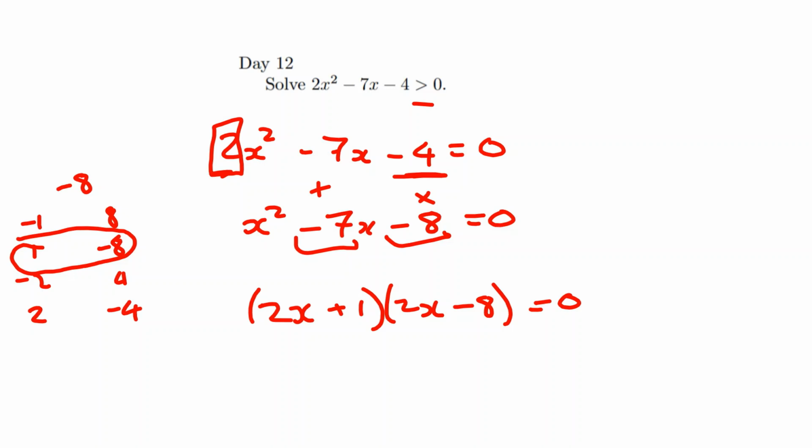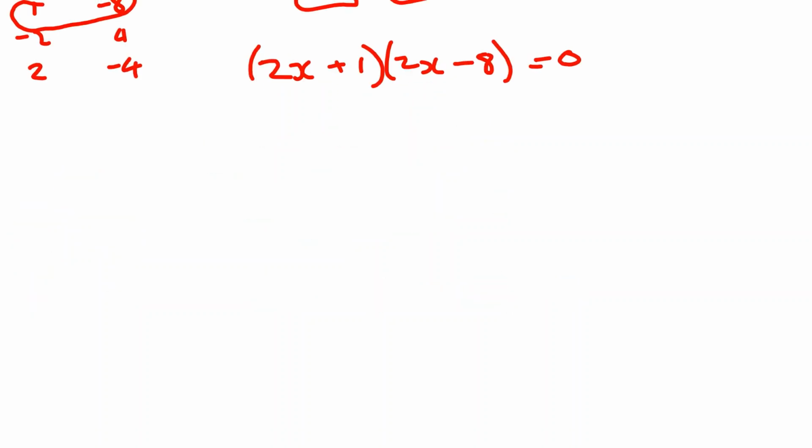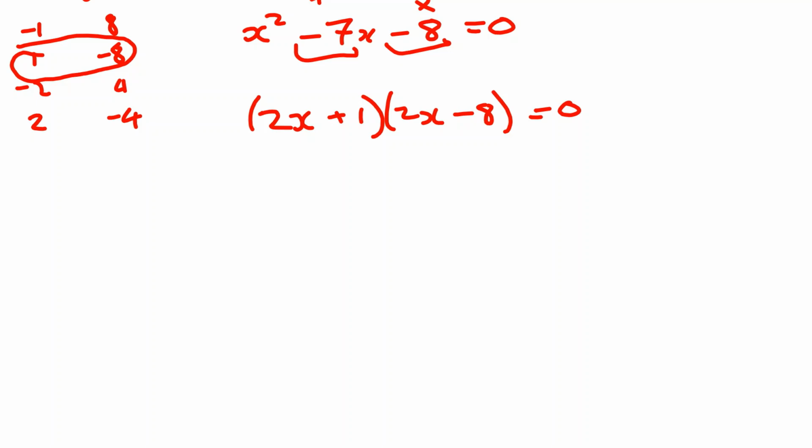Problem is though, we have multiplied by 2. So one of these brackets, to cancel out, has to divide by 2. Now, here we've got an odd on the left-hand side, so it makes sense to divide the right-hand bracket by 2. So we're going to have 2x plus 1 and x minus 4 equals 0.